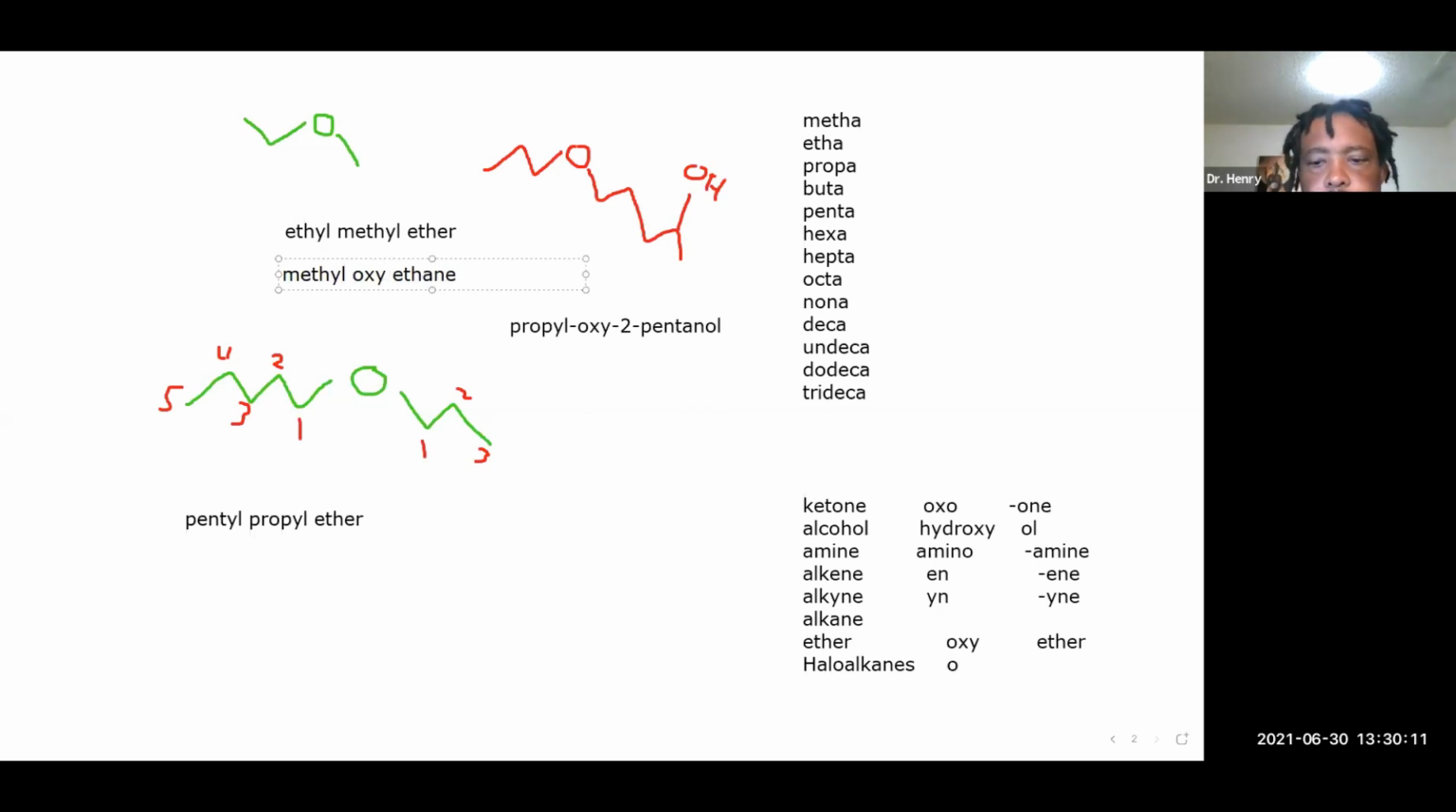Okay. And often, when you see it typed up on the bottle of a shampoo bottle or something like that, they don't have the hyphens. So it'll just simply be methyl oxy ethane. Okay. So that would be the same thing as this guy, where the longest chain gets to be the end. And the guy who has the most importance, who has the highest functional group, will be at the end.